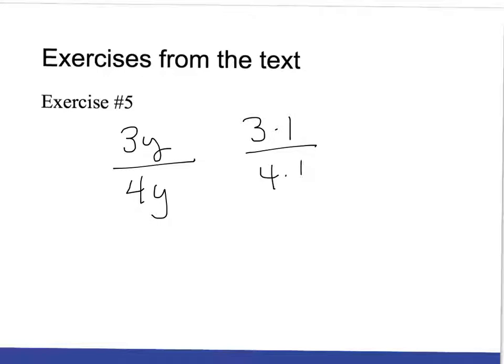So for number 5, I have 3y over 4y. Well, the y's are going to cancel, or they're simply going to say 3 times 1, 4 times 1, because these kind of convert to y over y. So your final answer is 3/4. That's not that hard, is it?